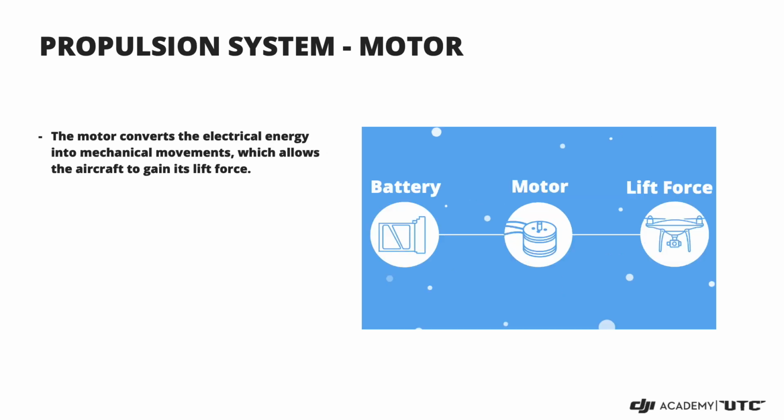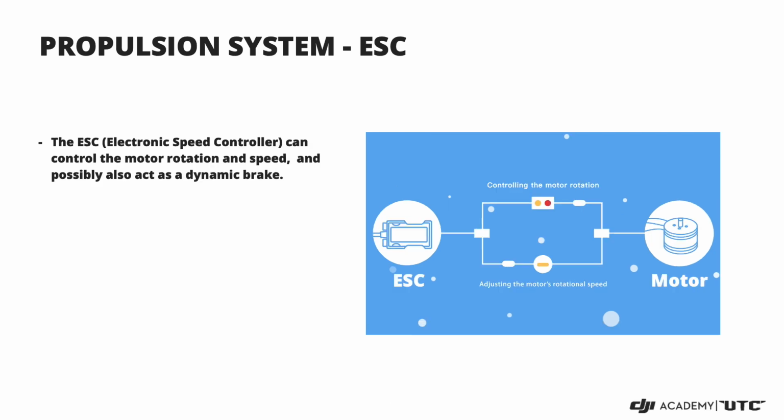Motor is easy to understand. It converts the energy from the battery, rotates the propeller, and the aircraft gets the lift force. ESC can control and adjust the speed of the motors, performing an acceleration or a brake. When ESC gets a signal from the flight control system, it can raise or lower the voltage to the motor as required. At the end, changing the speed of the propeller.